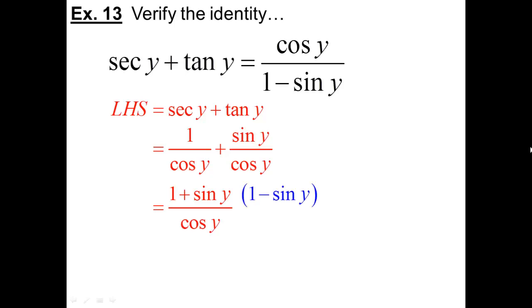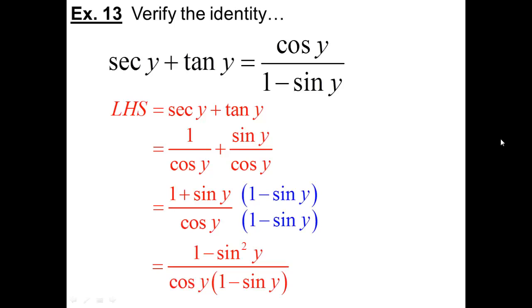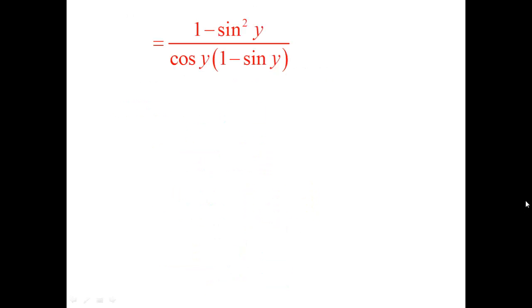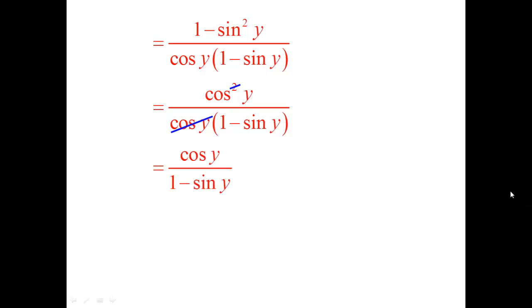Let's multiply by the conjugate to reverse the order. Difference of squares up top. Don't distribute on the bottom because we know that cosine is going to cancel once I take that 1 minus sine squared and turn it into cosine squared. Cosine cancels, leaves me with cosine over 1 minus sine, right-hand side.